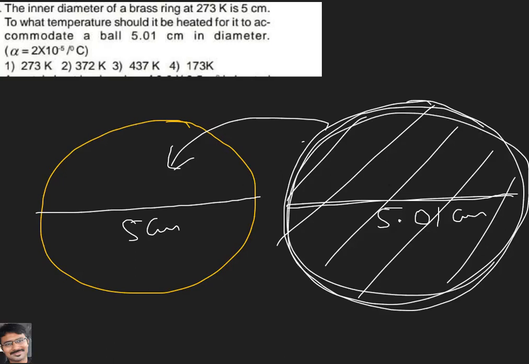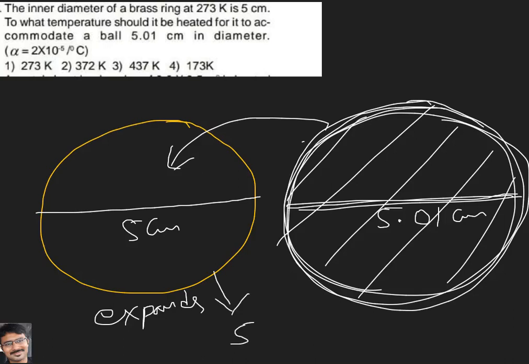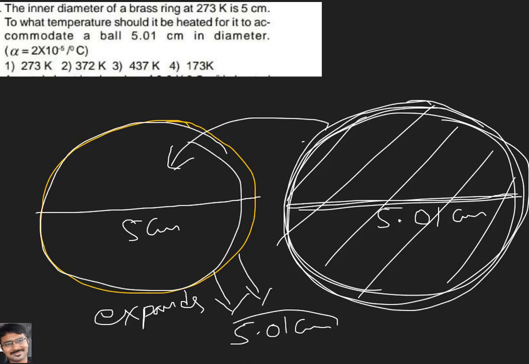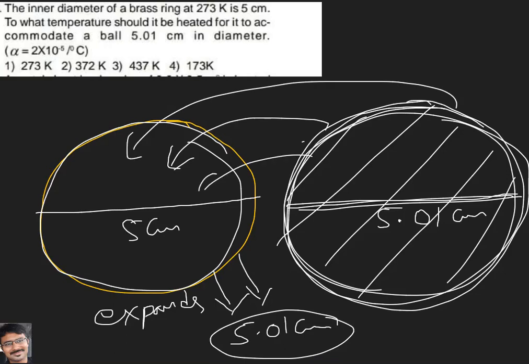This ball is there. This ball has a 5.01 centimeter diameter. To insert this ball into this ring, the ring must expand or not? Without expansion of the ring we can't insert it. So we have to heat the ring such that its diameter expands to 5.01 centimeter. Suppose this ring diameter also increases to 5.01 centimeters, then we can fit this ball inside the ring.